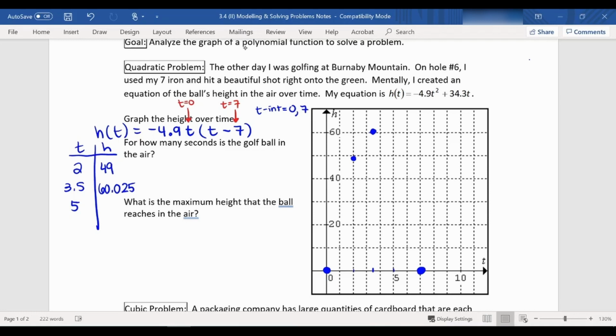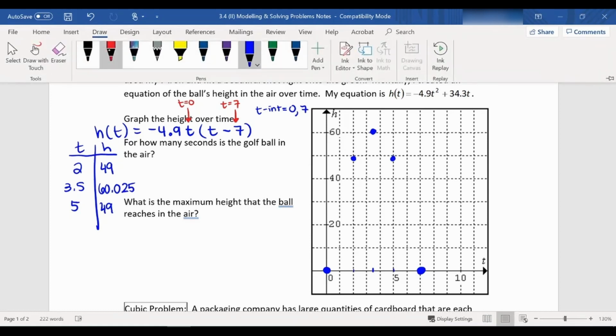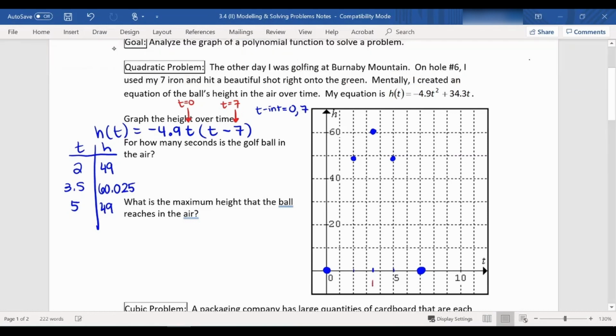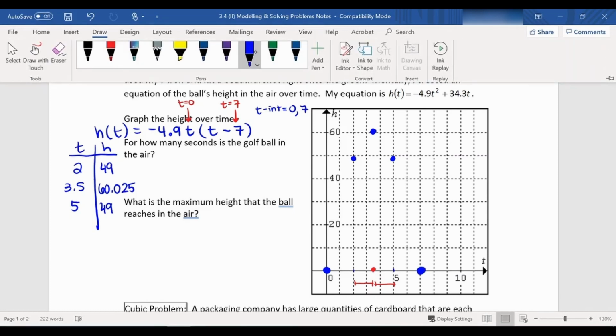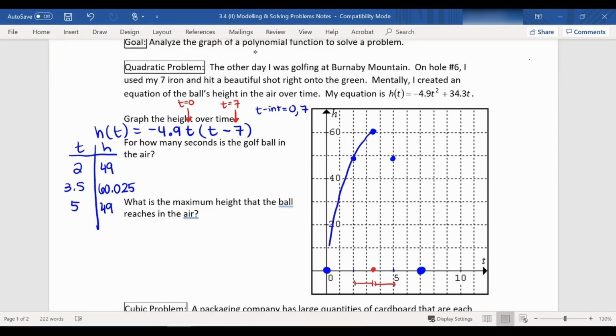Okay, and then 5, I'm going to have negative 4.9 times 5 squared plus 34.3 times 5, and I get 49 again. And that's because we know parabolas are symmetric. So since 5 and 2 are both 1.5 units away from the vertex coordinate, we know that 5 and 2 have to have the same y coordinate because of the symmetric property of parabolas. Okay, and I can connect my dots.